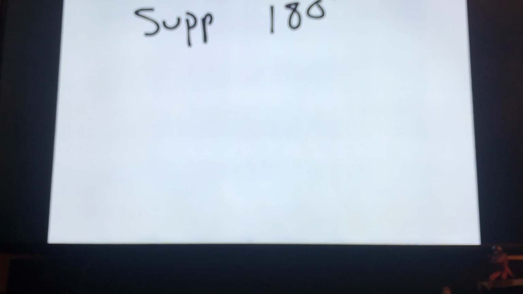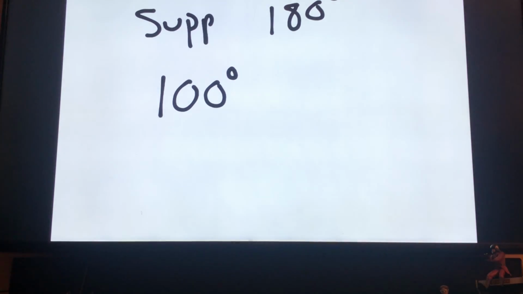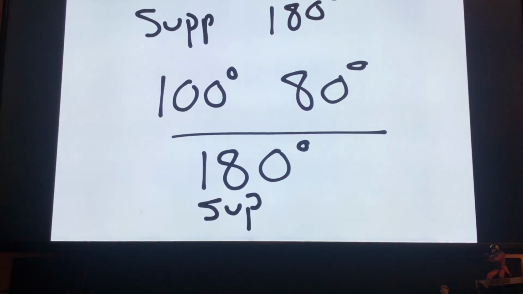Supplementary means the sum of their measures has to equal 180. So when you add two angles, for easy reference, let's say one angle is 100. What does the other one have to be? That is right. It has to be 80 degrees, because the sum has to equal 180 in order to be a supplementary angle. How are you getting this so easy?